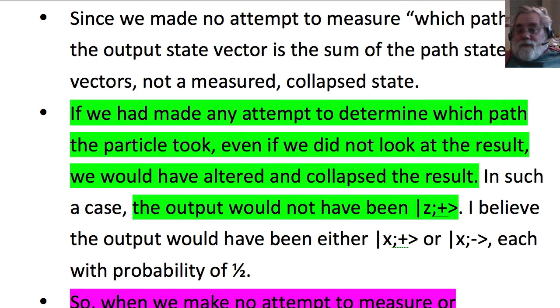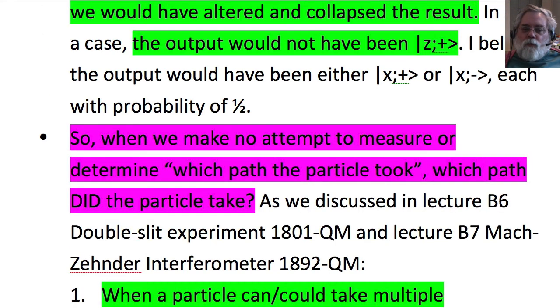If we had made any attempt to determine which path the particle took, even if we did not look at the result, we would have altered and collapsed the result. In such a case, the output would not have been Z plus. I believe the output would have been either X plus or X minus, each with a probability of 1/2. So when we make no attempt to measure or determine which path the particle took, which path did the particle take?